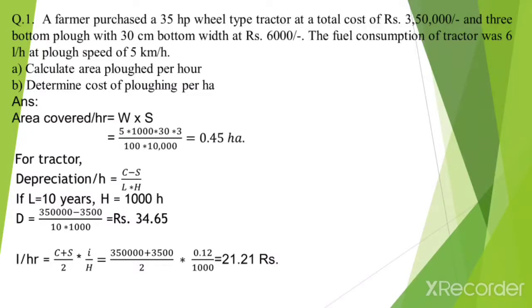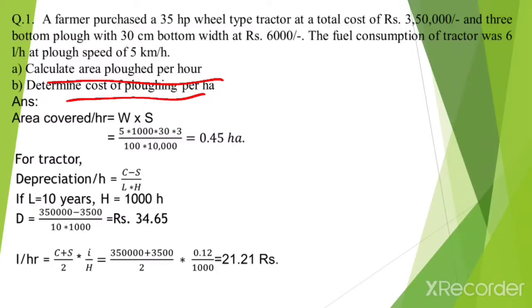A farmer purchased a 35 HP wheel type tractor at a total cost of rupees 3,50,000 and a 3 bottom plow with 30 centimeter bottom width at rupees 6,000. The fuel consumption of the tractor was 6 liter per hour at a plow speed of 5 kilometer per hour. So what we have to calculate in this example: calculate the total area plowed per hour, and determine the cost of plowing per hectare.